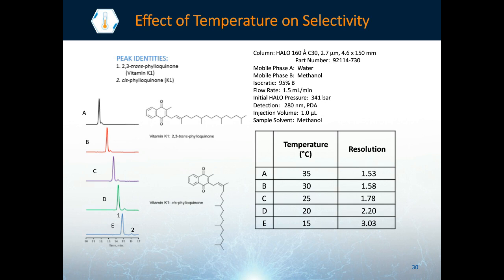It may not look like it, but separation A, which was run at 35 degrees, had a resolution of 1.53, compared to when the separation is run at 15 degrees, the resolution is 3.03. And this is something that's unique to the C30 phase, where we get better resolution as we go to lower temperatures.